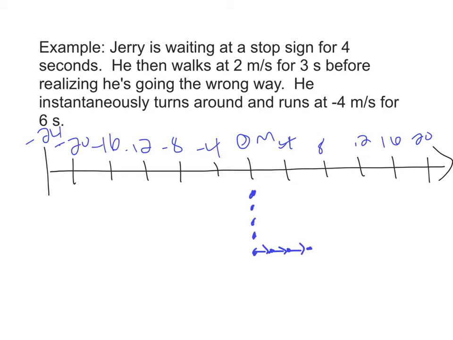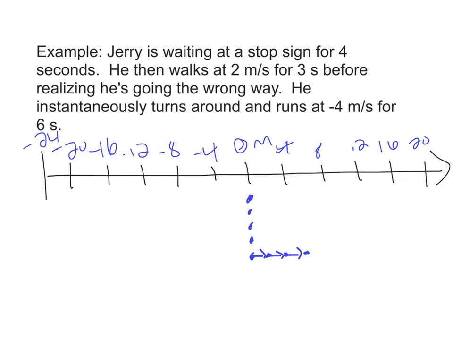He instantaneously turns around and runs at -4 meters per second for 6 seconds. Now this is one little exception to the rule with motion maps. I have this dot right here showing where he ended his 3 seconds at 2 meters per second. However, since he's turning around, this dot needs to actually be underneath where it is.